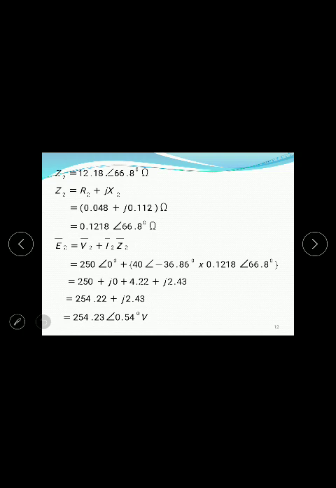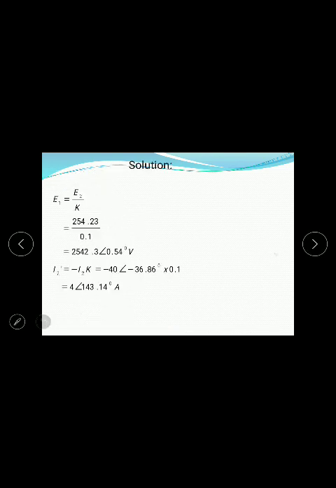Here E2 is equal to V2 plus I2 Z2, that is 250 angle of 0 degrees plus 40 angle of minus 36.86 into 0.1218 angle of 66.8 degrees. That is 250 plus j0 plus 4.22 plus j 2.43, which equals 254.23 angle of 0.54 degrees volts. This is the voltage across the secondary, the induced EMF.